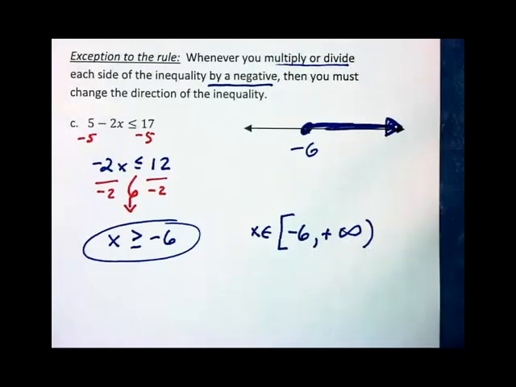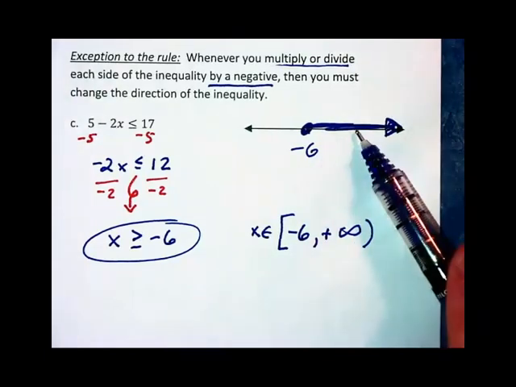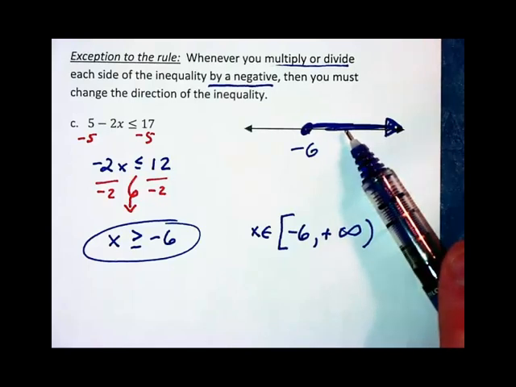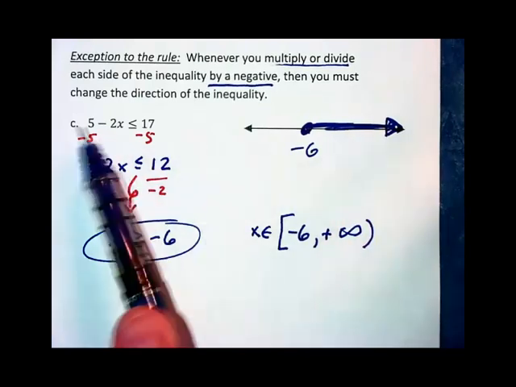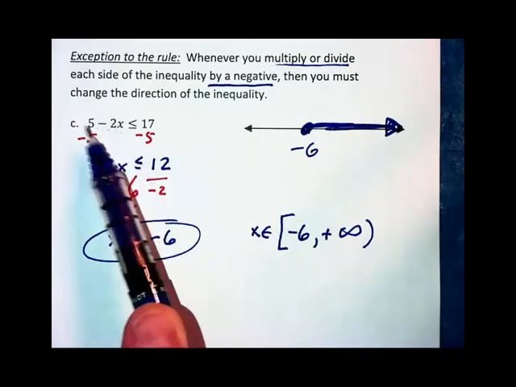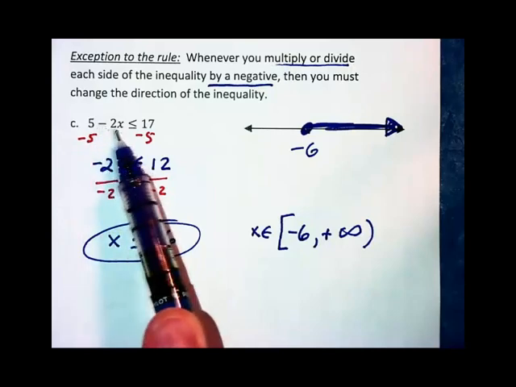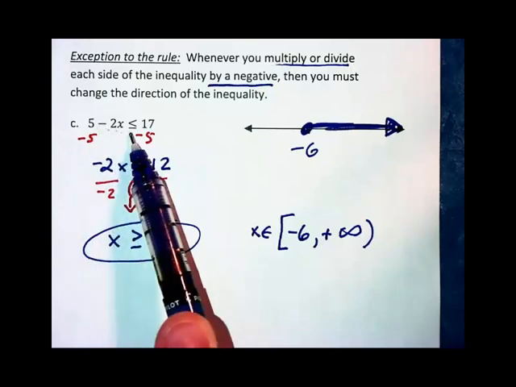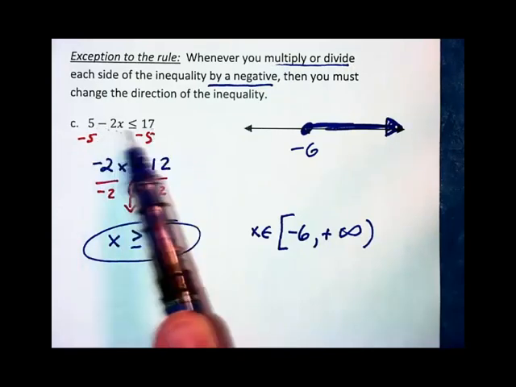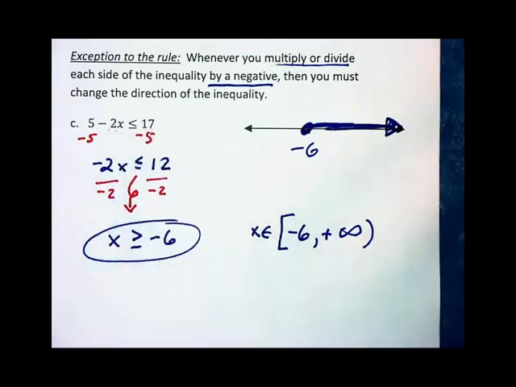And if you wanted to partially check this, you could choose a number greater than negative 6. Let's choose 2, for example. 5 minus 2 times 2. 5 minus 4, that would be 1 on the left, is less than or equal to 17. 1 is less than 17. That is a true statement.